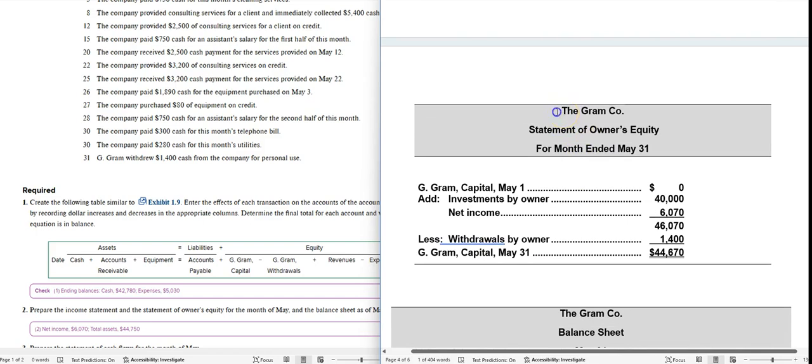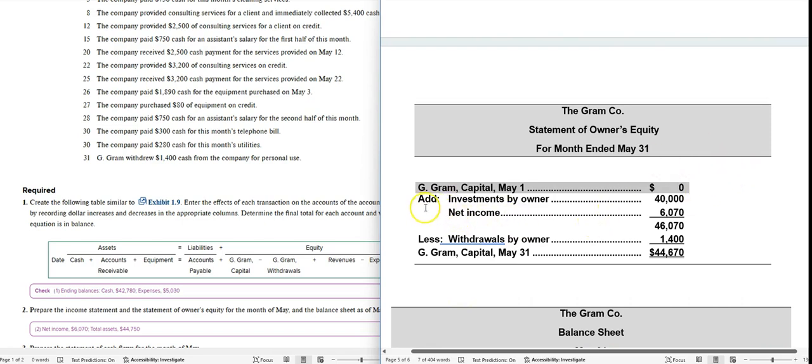So again, 3 lines in the heading: company name, which report this is, the statement of owner's equity, and the date. We are reporting the change in owner's equity from the beginning of May to the end of May. This was a brand new company, which means at the beginning of May, there was no owner equity. It was zero. Nothing had been recorded in the accounting system.